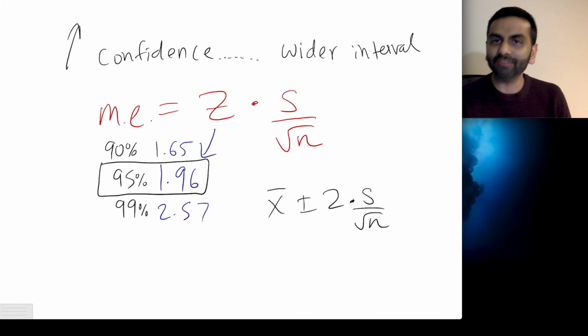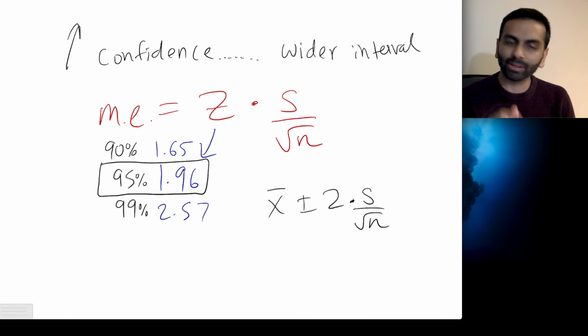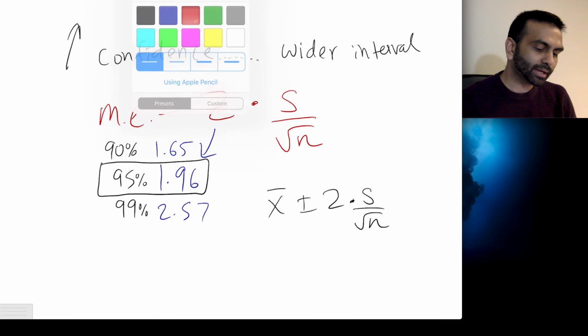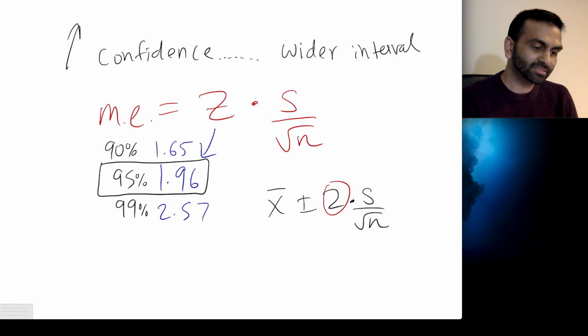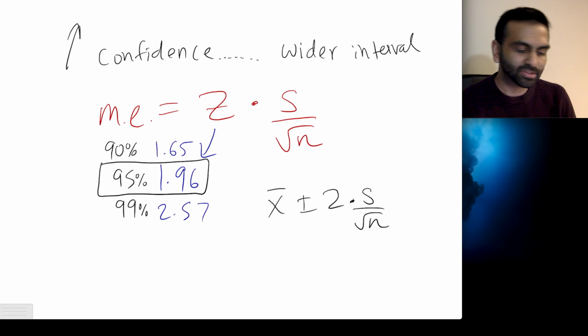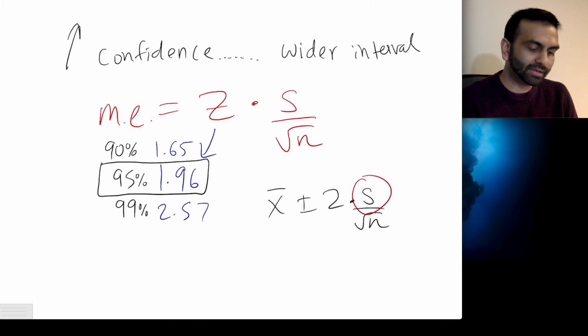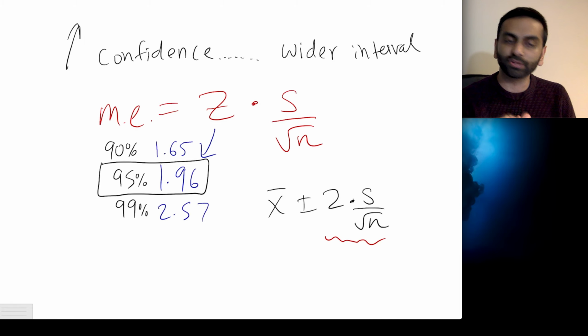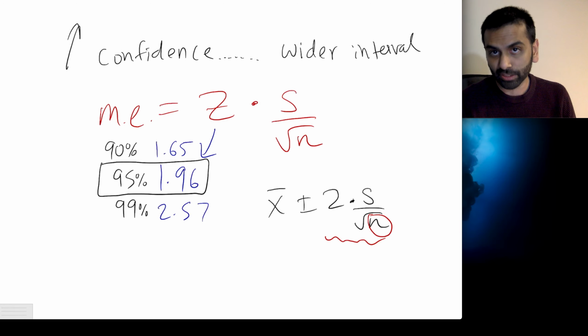If we want to have a really narrow interval, we don't get to control the fact that the z is going to be 2 if you want to be 95% sure. We don't get to control the standard deviation. That's just whatever the data says. And we don't get to control this, not that that one matters. But if you want to be plussing and minusing a small number, the only way to make this number smaller is to make n bigger, right?